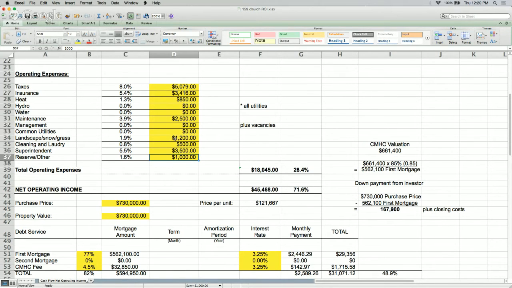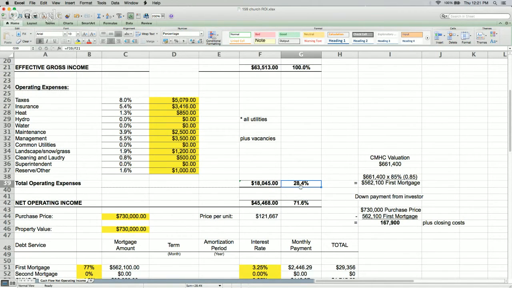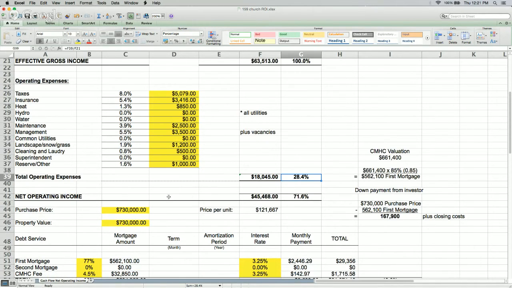Okay, so total expenses here on this property. Let's make that 0 and we'll move the management up here. $18,045. So this number here also important. So 28%. So the expense ratio on this property is 28% of the effective gross income. Okay. So if we take this effective gross income, we subtract our total expenses, you end up with $45,468. So that is your total net operating income.